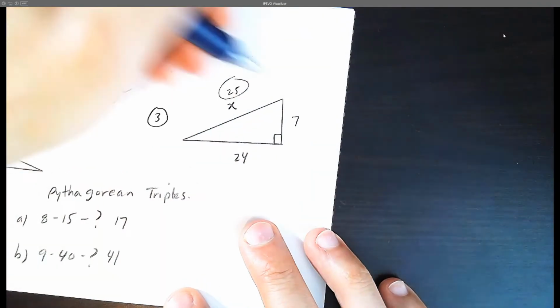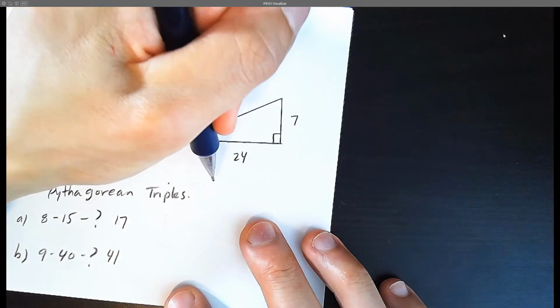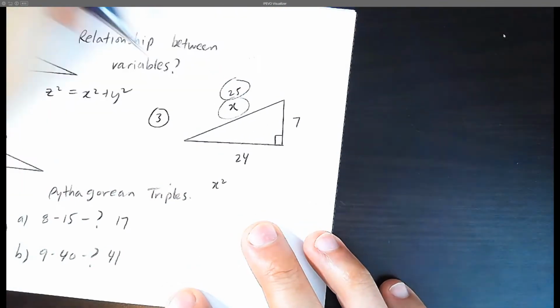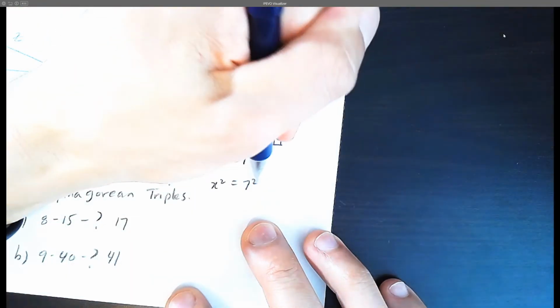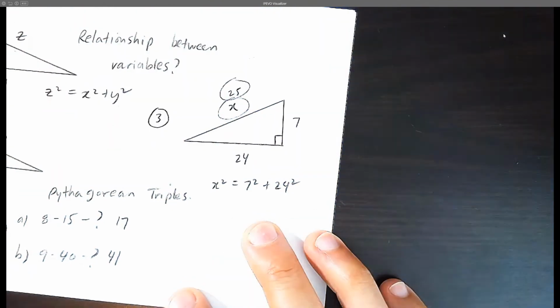So let's finish this last example off the slow way. We're going to say x squared, the hypotenuse squared, is equal to 7 squared plus 24 squared. Now unfortunately 24 is a big number.